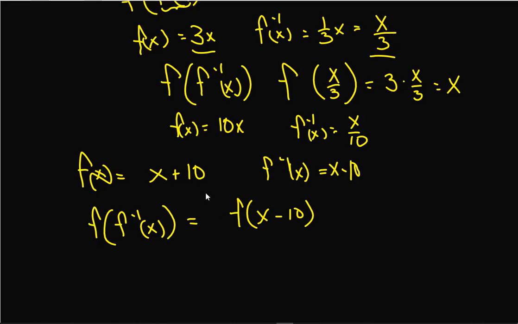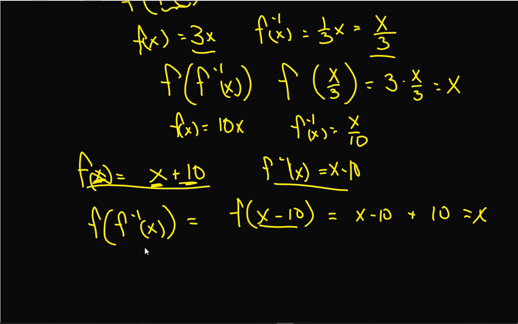But what does f do? It takes whatever you put into it and adds 10 to it. So we're going to take x minus 10 and add 10. What do we get back? We get x. So it is true that this and this are inverses. Okay?